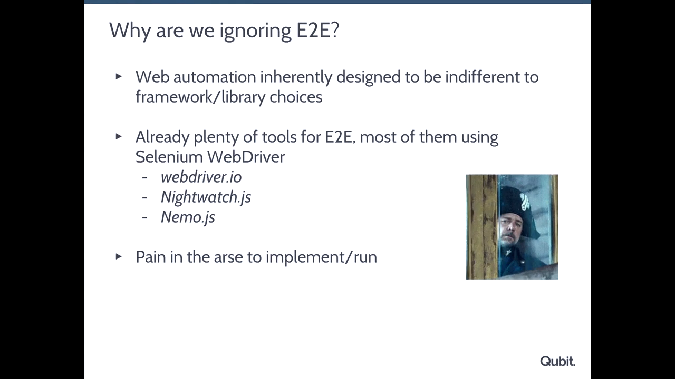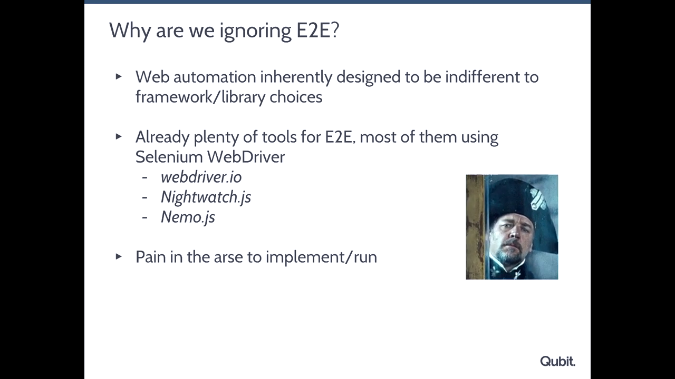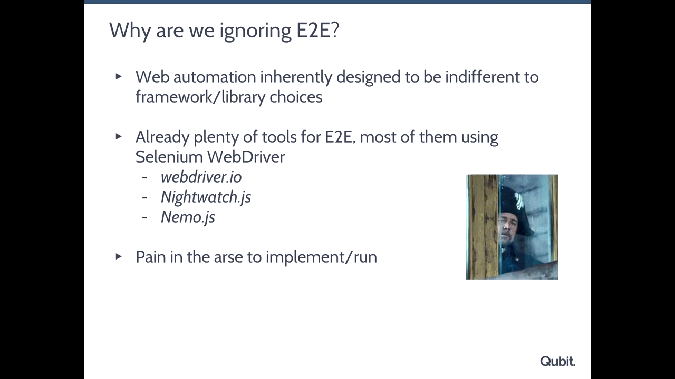So why are we ignoring end-to-end testing? Well, if you look at any of the major web automation libraries, WebDriver, everything built on top of Selenium WebDriver, it says in their manifestos, oh, we designed this to be framework indifferent. We don't care what framework you use, React, Angular, God forbid. It doesn't matter, they don't care. And they tout that as a good thing. So it's kind of understandable that people don't build anything else when all the major players are saying, no, you don't want to do that.